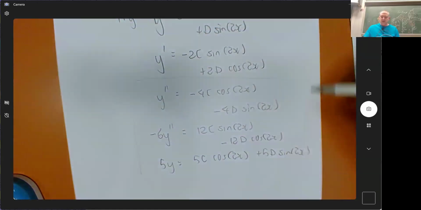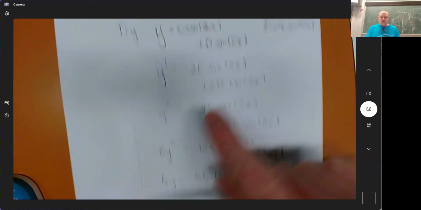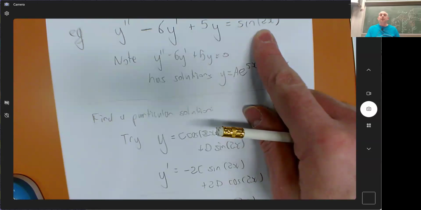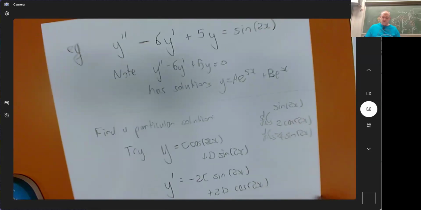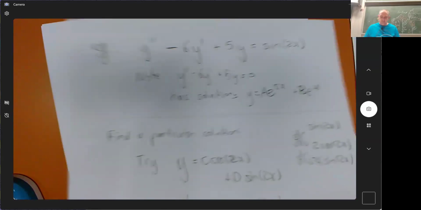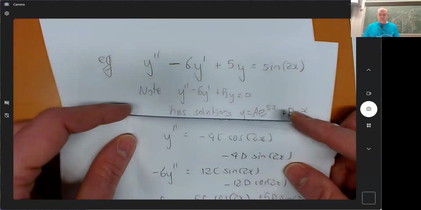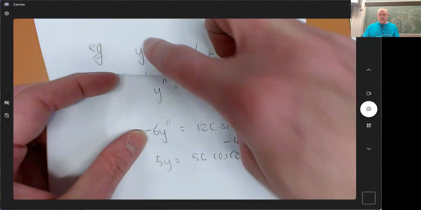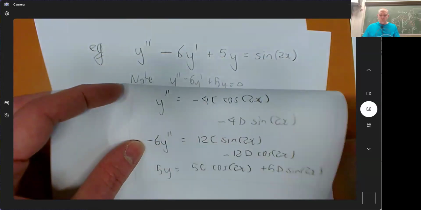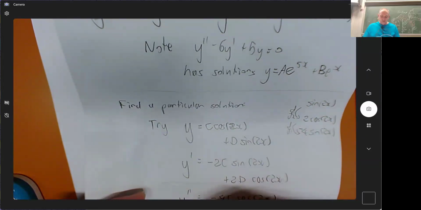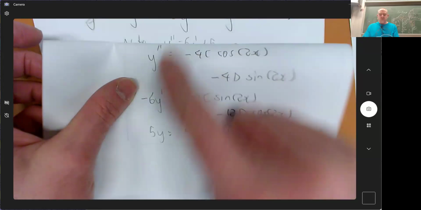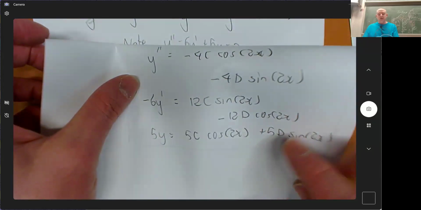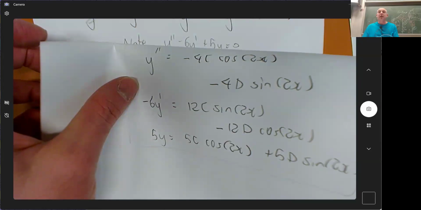And so these three things, when I add them together, are supposed to come out to sine of 2x. Because I have y double dash, which is here, minus 6 of y dash, which is here, and 5y, which is here. And so when I add all these things together, it's supposed to come out to sine of 2x.